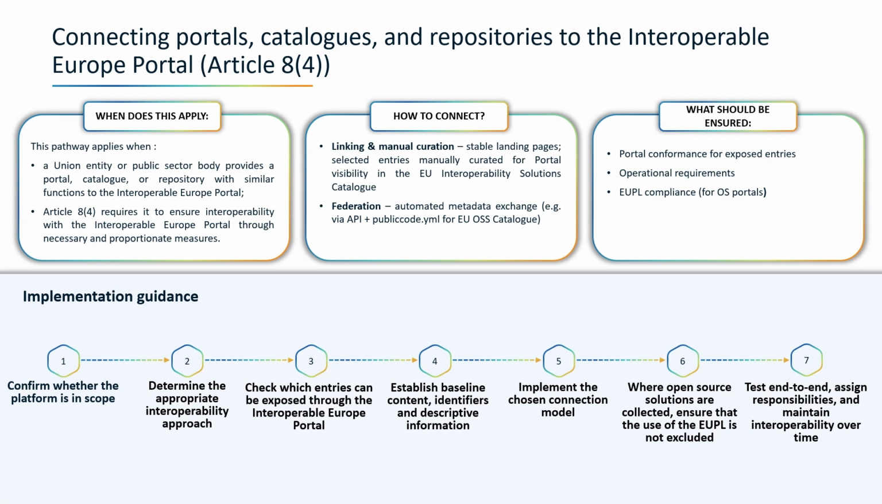This pathway includes 7 main implementation steps. So first, confirm the scope, then choose your connection approach, either linking or federation. Check which entries can be exposed, establish baseline content and metadata, implement the chosen connection, ensure that the EUPL is not excluded when open source solutions are collected, and finally, test and maintain interoperability over time.